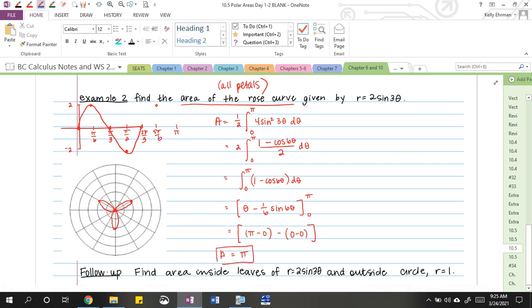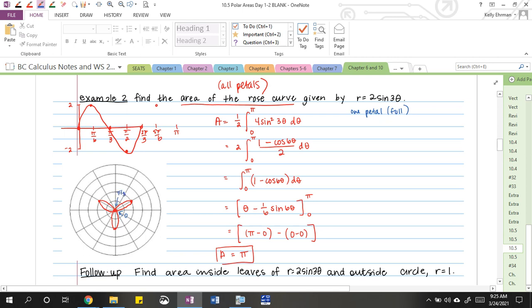Let's write down some other options. Maybe you know this is going to have 3 petals. Another option could be 1 petal, like 1 full petal. It doesn't have to be the first petal. It could be any petal. So a full petal, like this petal completed itself. Let's see, we started at 0, right? Then we went out and we hit the pole again at pi over 3.